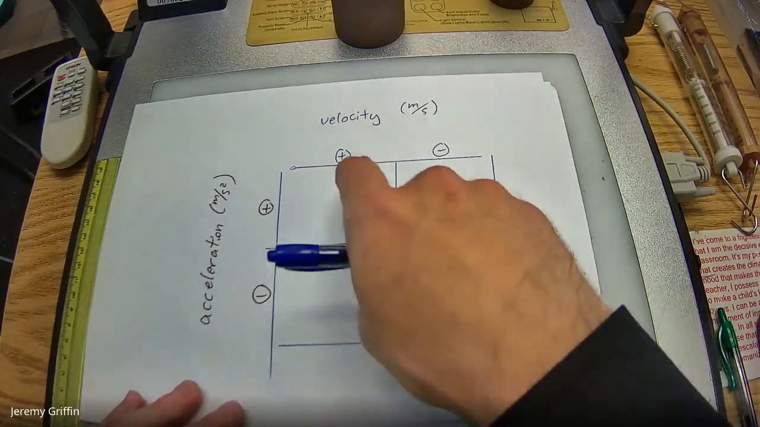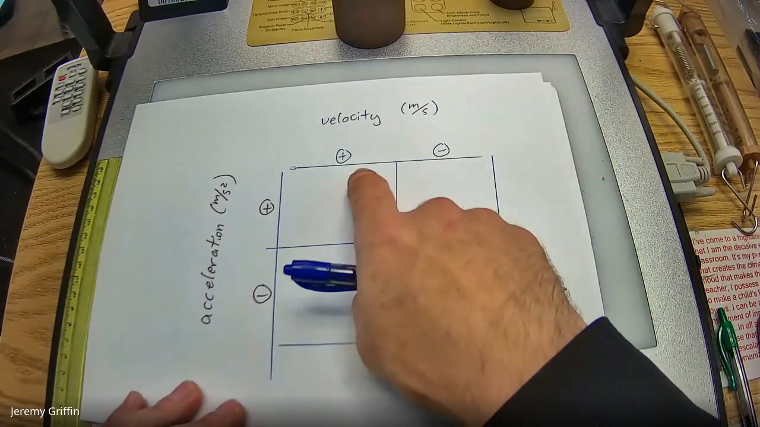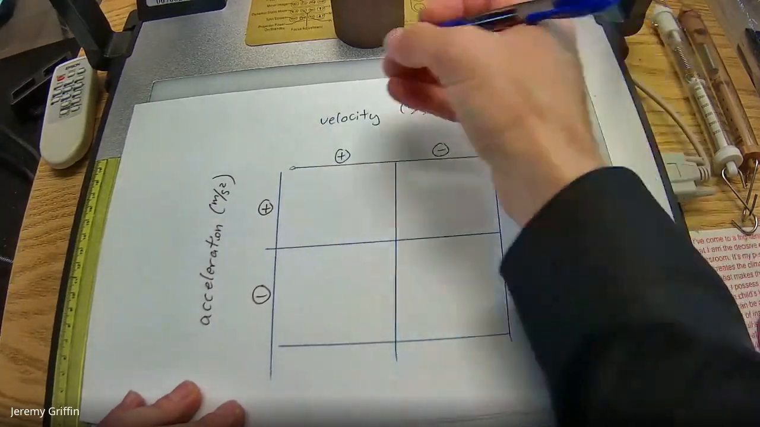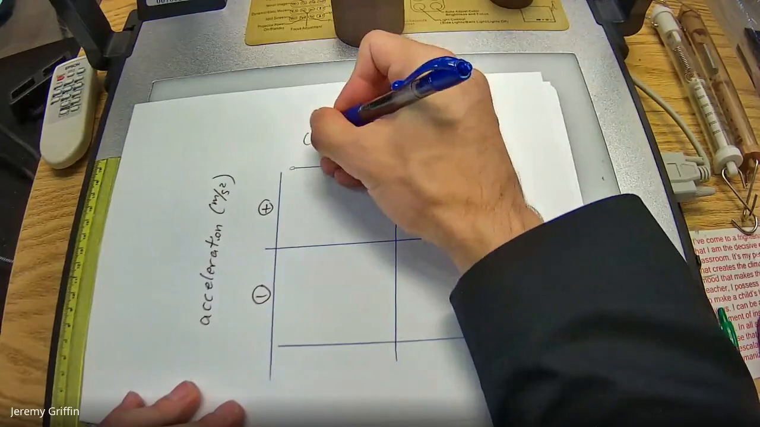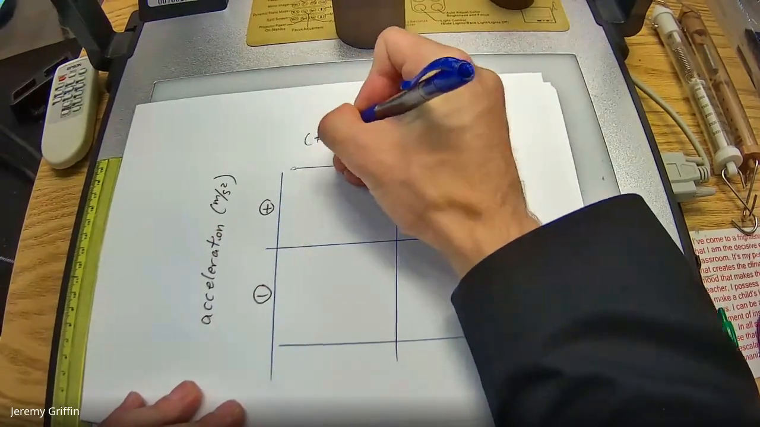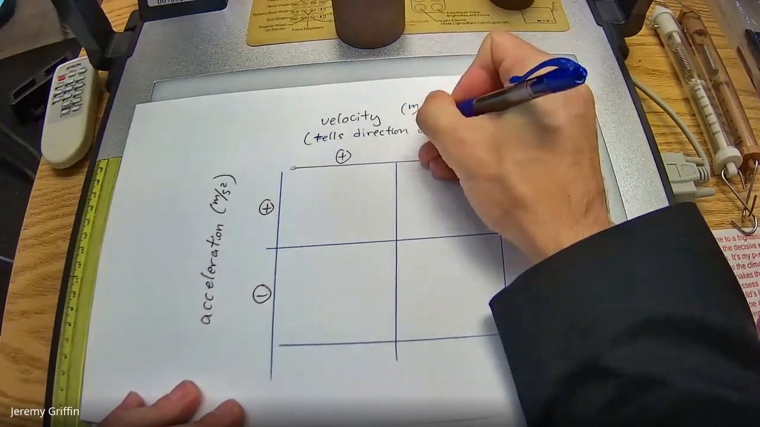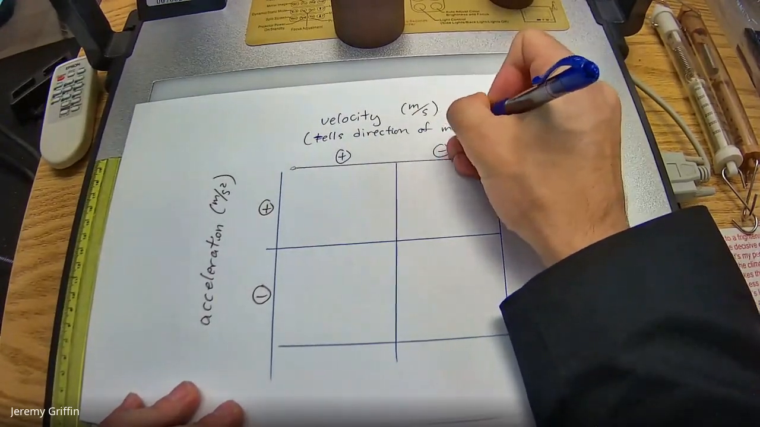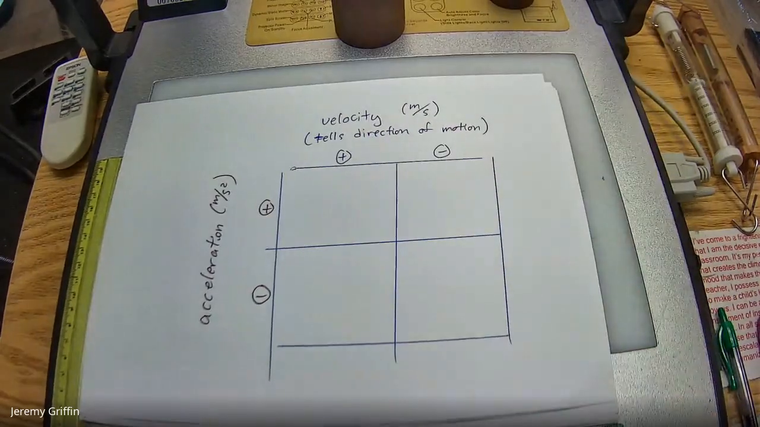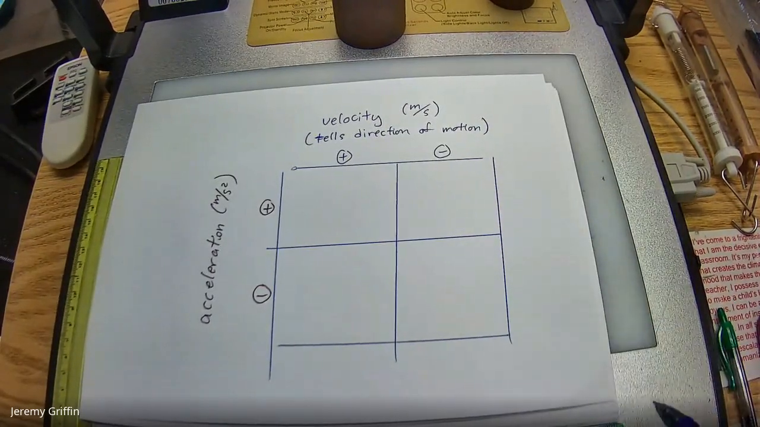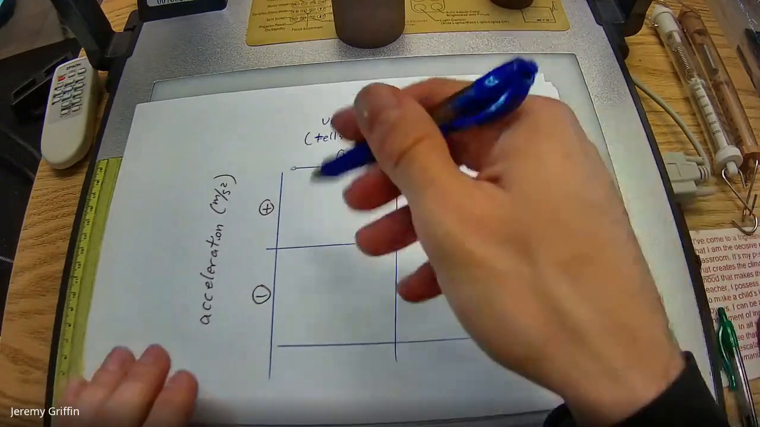So if velocity is positive, that means that the motion itself is positive. Velocity tells direction of motion. So if something's moving forward, it has a forward velocity. If something's moving in the positive direction, it has to have a positive velocity. Maybe it's speeding up, maybe it's slowing down, and that's what this table is about.